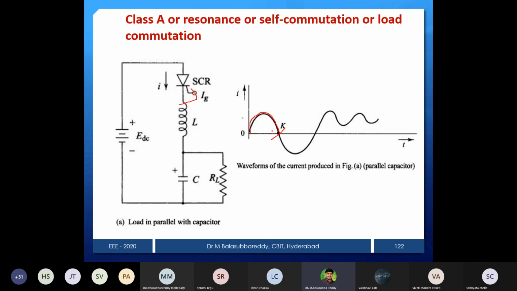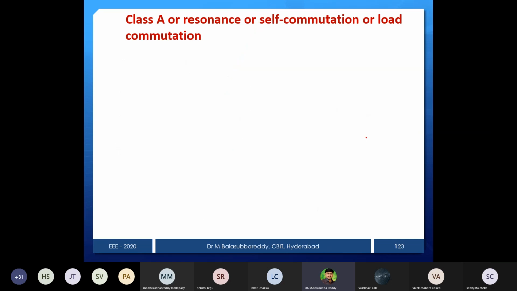The instant the current reaches zero at point K happens naturally because of this component selection. If you select the components to be underdamped, with R less than root of 4L by C, then the current passing through this circuit will gradually rise and then decrease to zero. The instant at which the current becomes zero, the thyristor is going to turn off. That is the commutation. Similarly, this is the formula we have to use to select the components.